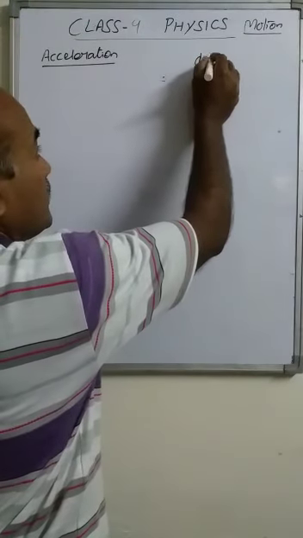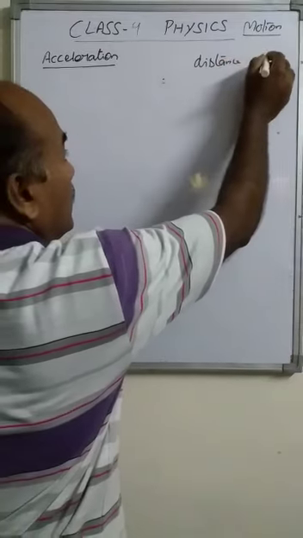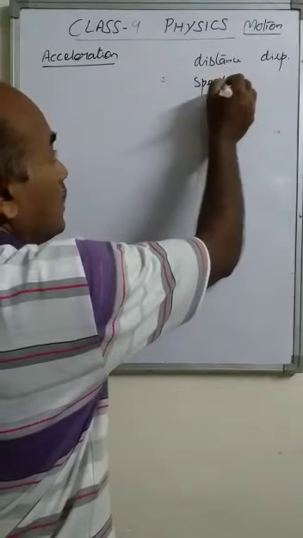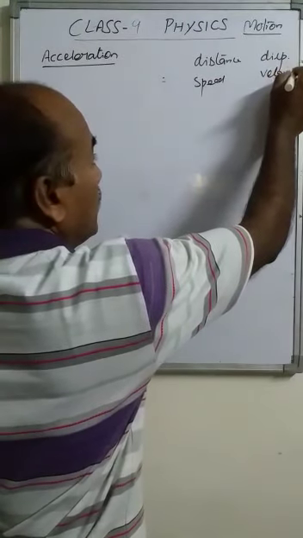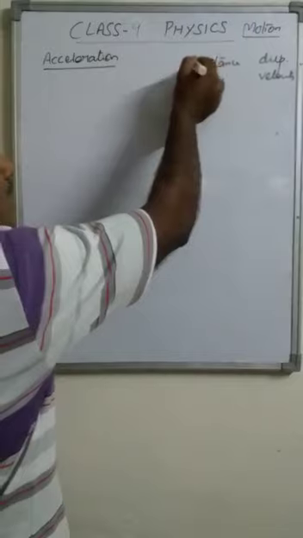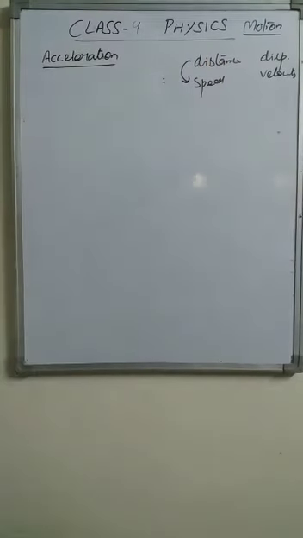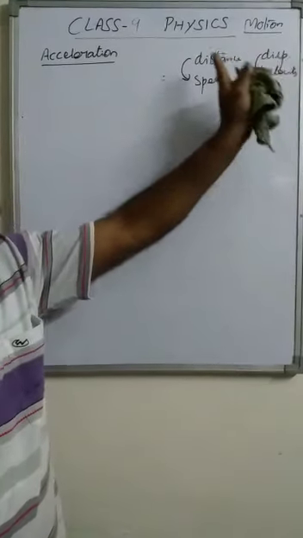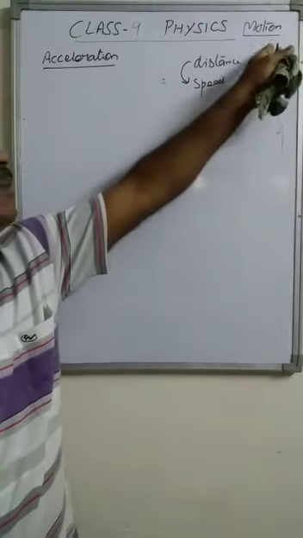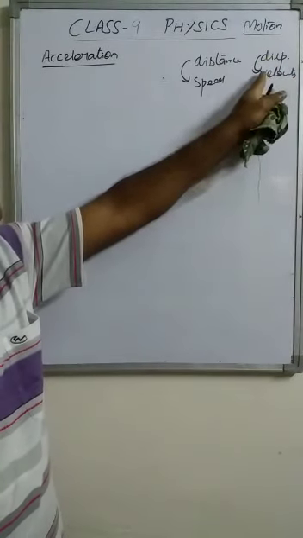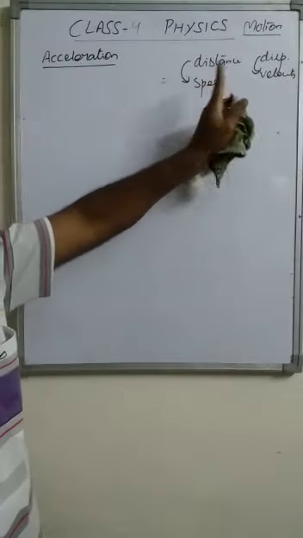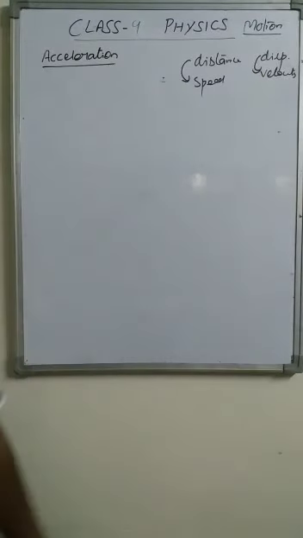Distance, displacement, speed, velocity. When distance changes with respect to time, speed. Displacement changes with respect to time, velocity. Though they are similar, there is a difference in displacement direction. Distance, no direction. Direction is not concerned. In speed, no direction. Velocity, direction.